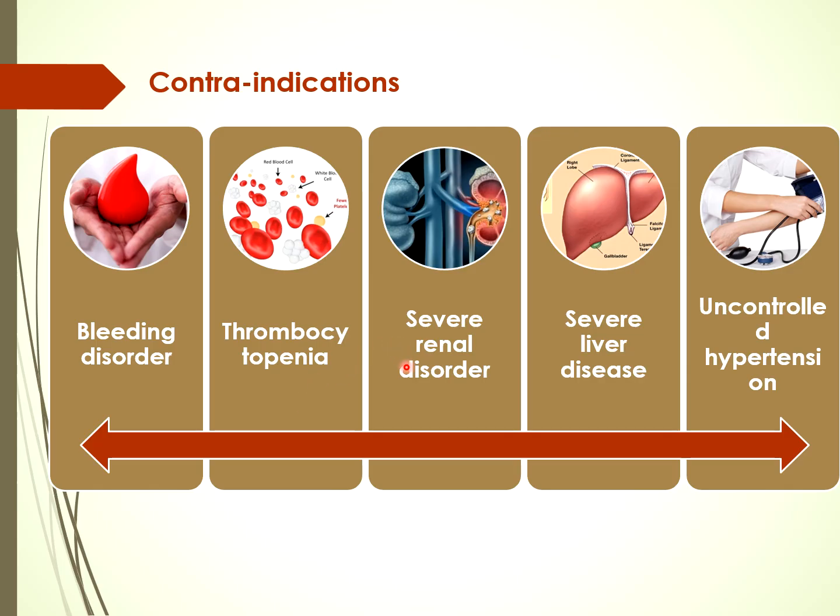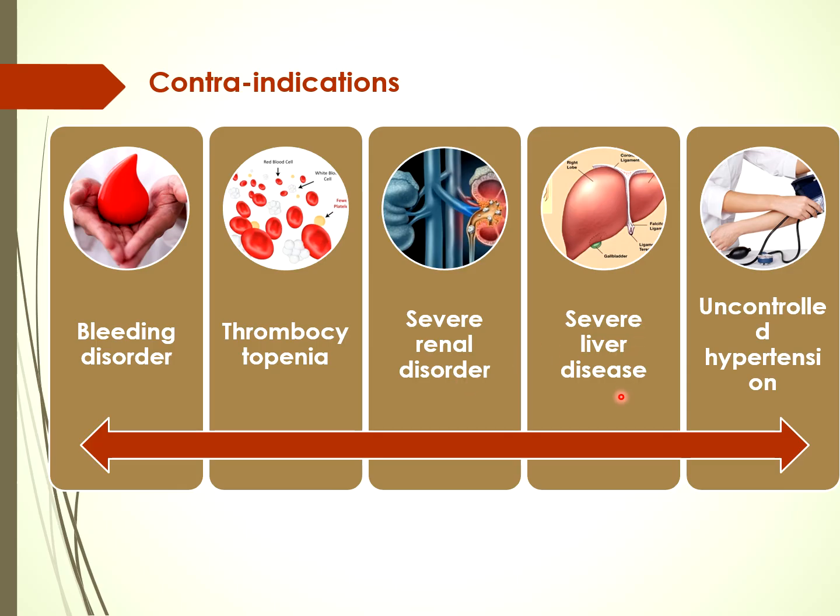And also we should avoid in case of severe renal disorder. Why we should avoid in case of severe renal disorder: it may cause over anticoagulation and serious bleeding complications in a severe renal disorder. So to reduce the bleeding complications we should avoid. And also we should avoid in case of severe liver disease.